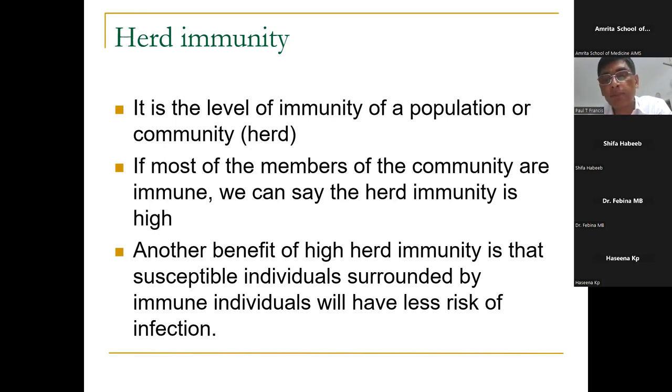Herd immunity is the level of immunity of a population or a community. If most of the members of the community are immune, we can say the herd immunity is high. Now, this is where the problems arise. Another benefit of high herd immunity is that susceptible individuals surrounded by immune individuals will have less risk of infection. Now, how exactly a susceptible individual will be surrounded by immune individuals is anybody's guess. As I said, this is a very controversial issue or concept. People blame those who are not vaccinated, saying they are the source of infection, or you might have heard that you should have 90% or 95% vaccination coverage, beyond which you can eliminate the disease.